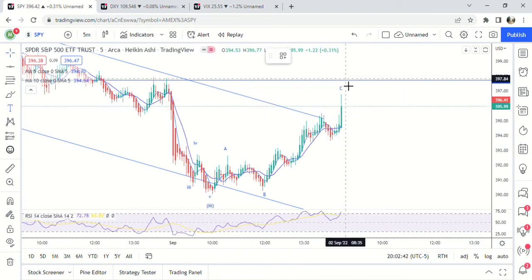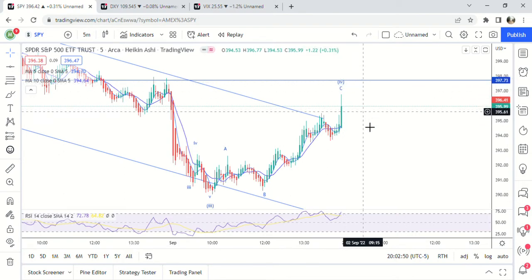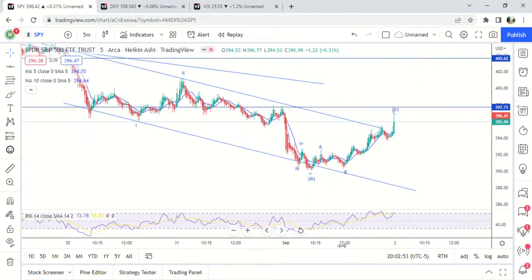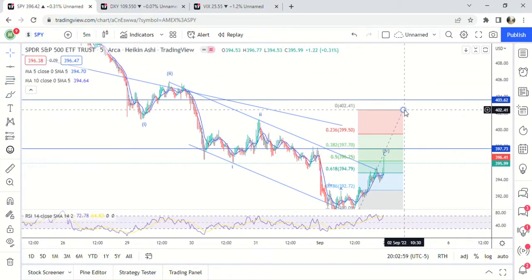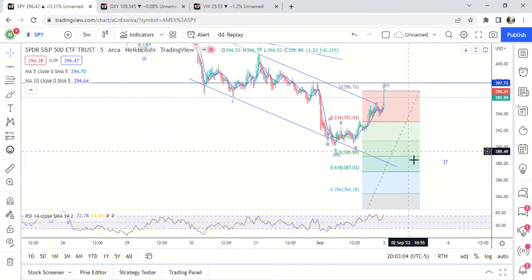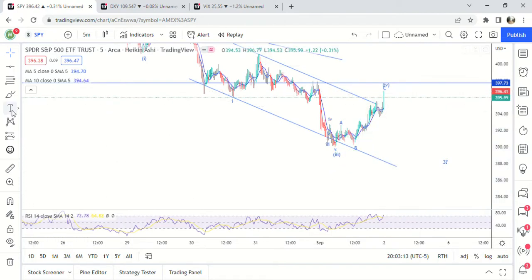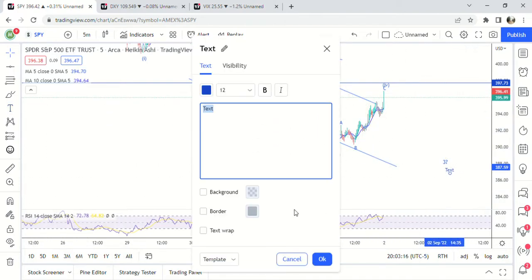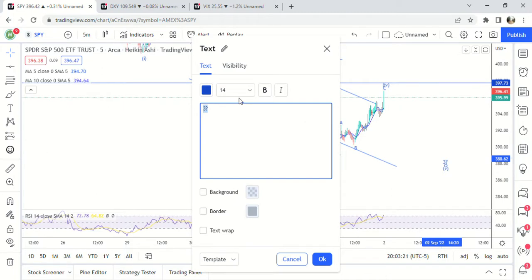So this would be the overall 4th wave. So if that's the case, where can we expect the overall 5th wave to go? We've got to use the fib retracement tool. And as you can see, about 388 to 386 would be the overall 5th wave. So we can put that down here. And that would make the overall 3rd wave. Make this a little bit bigger.